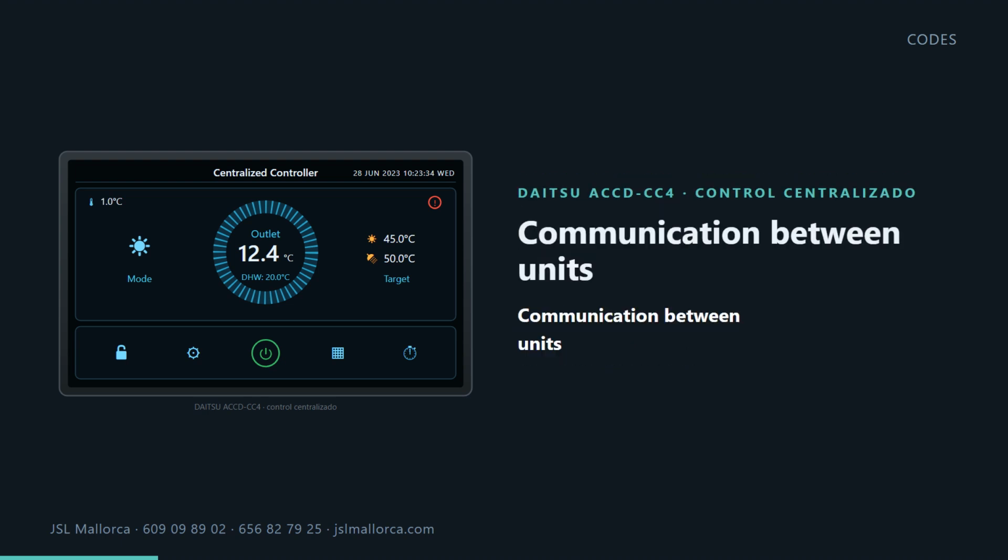These aren't faults of the machine itself, they mean the units aren't talking to each other or to the controller. Nearly always it's the signal wiring, the number of units set wrong, or 2 units sharing the same address.